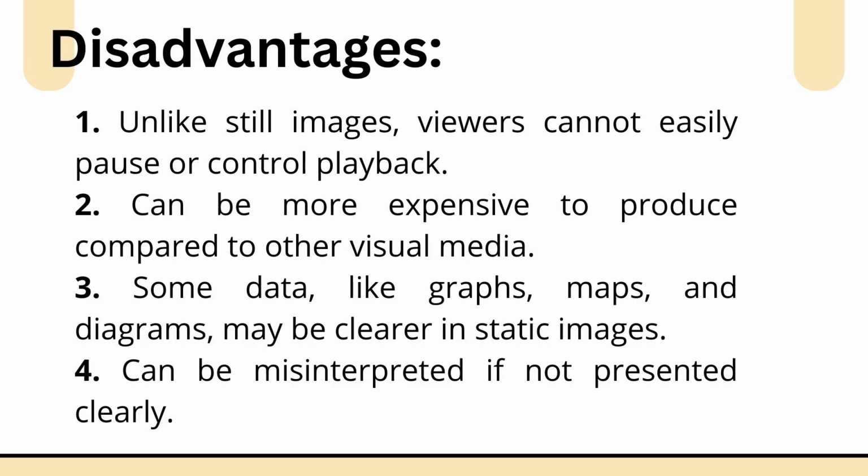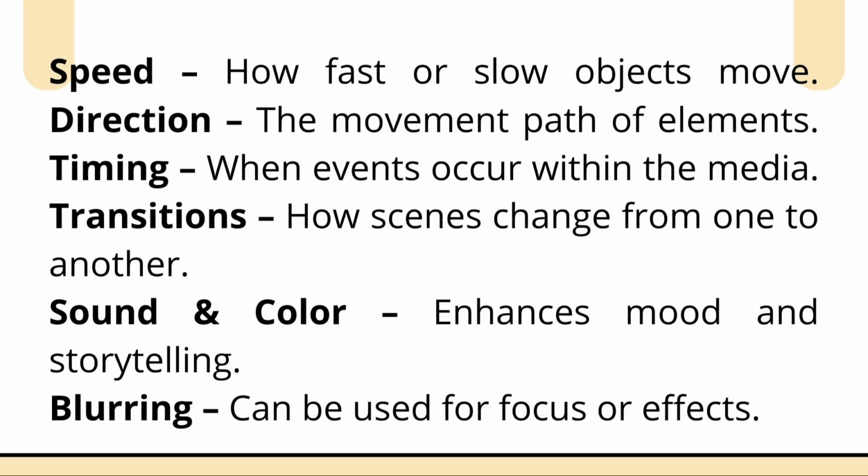Disadvantages. Number 1, unlike still images, viewers cannot easily pause or control playback. Number 2, can be more expensive to produce compared to other visual media. Number 3, some data, like graphs, maps, and diagrams, may be clearer in static images. Number 4, can be misinterpreted if not presented clearly. The key elements of motion media are speed, direction, timing, transitions, sound and color, and blurring.